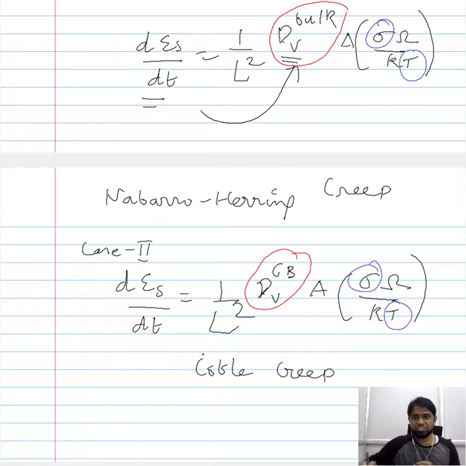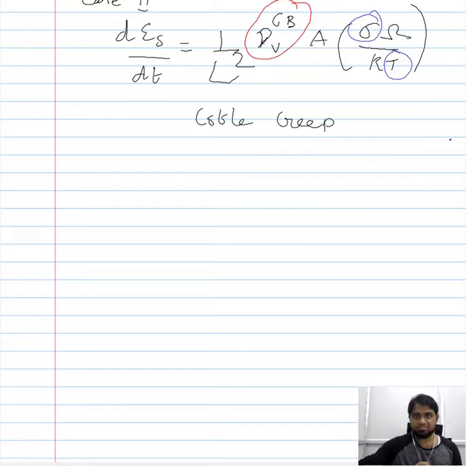The only change is that when you consider the bulk diffusivity, it is referred to as the Nabarro-Herring creep. When you consider the grain boundary diffusivity, it is referred to as the Coble creep. Apart from that, the overall expression, the relation to that of the stress and temperature, is the same for the diffusion creep.